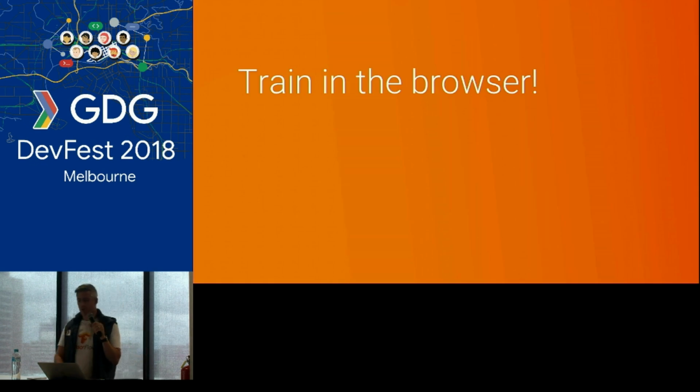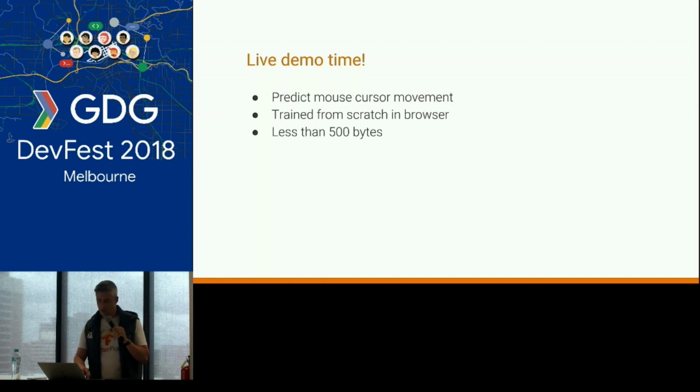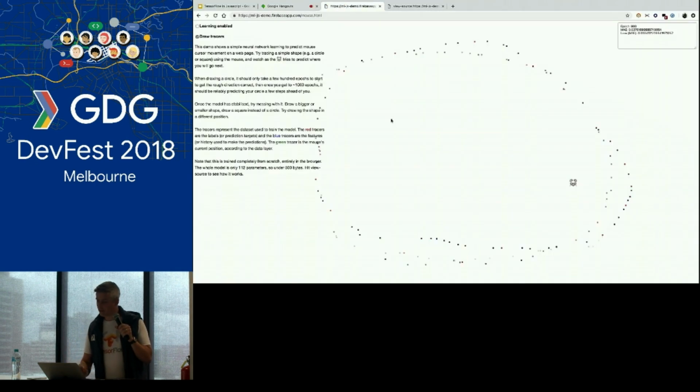Right, so here's an example of training in the browser. This is a live demo that I wrote the other day that predicts the mouse cursor. This was trained from scratch. I don't know if you can see my mouse here. Is that visible? Cool. So you can see I am moving the mouse cursor around, and the little mouse emoji is the prediction.